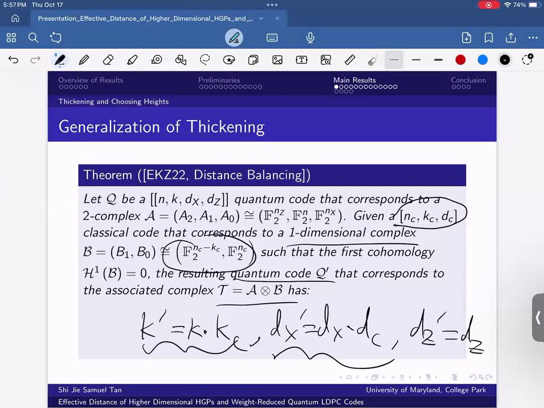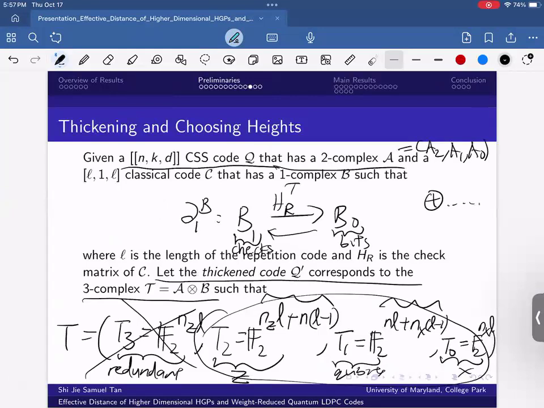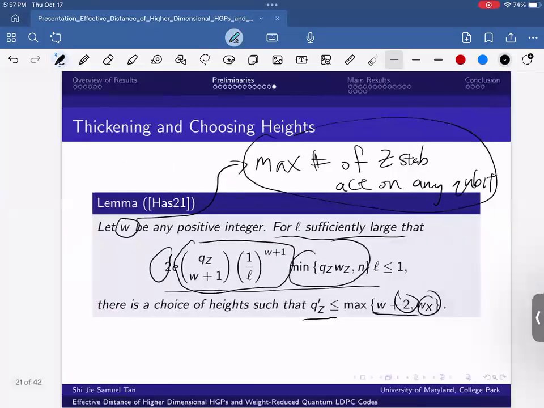But what's the relation between N prime and NC? So you have a relation between K prime and KC, DX prime and DC. Oh, yeah, that's a great question. It actually goes back to this previous expression. So this thing itself is still here. Okay, understand. Okay. Yeah.